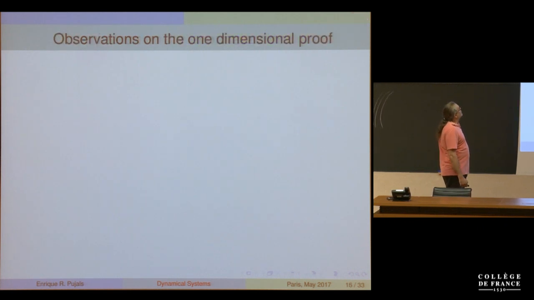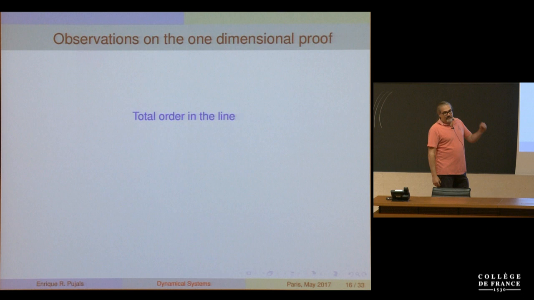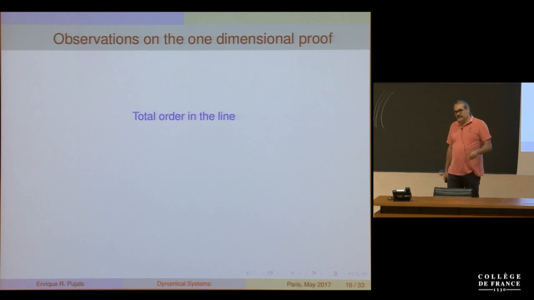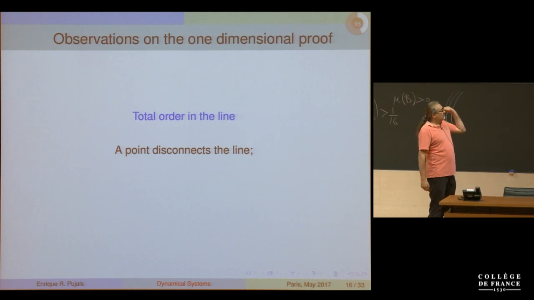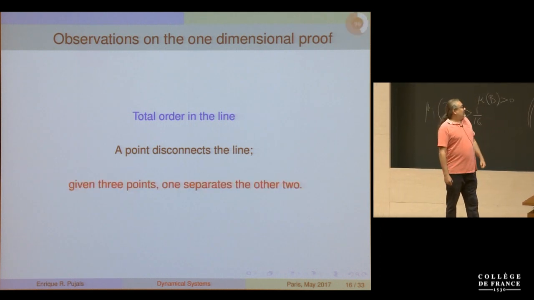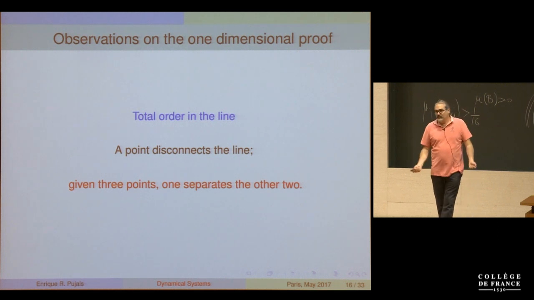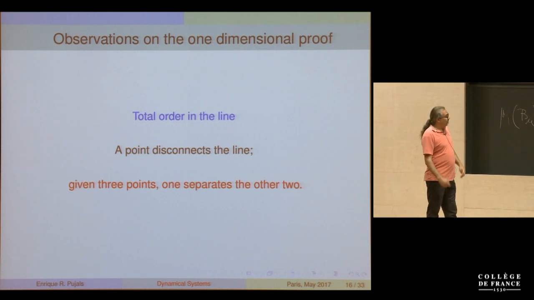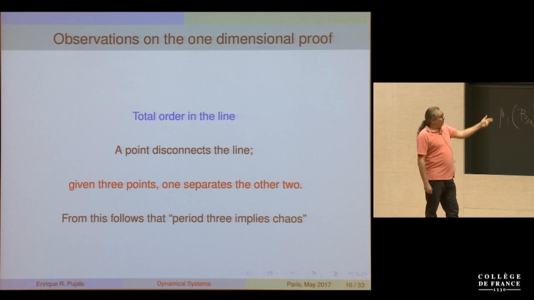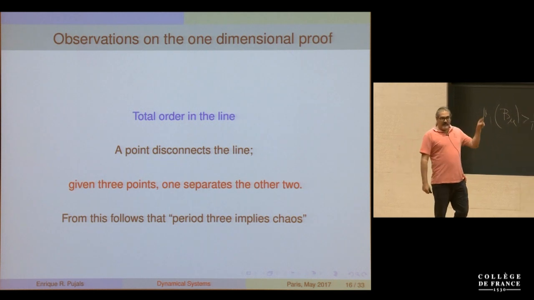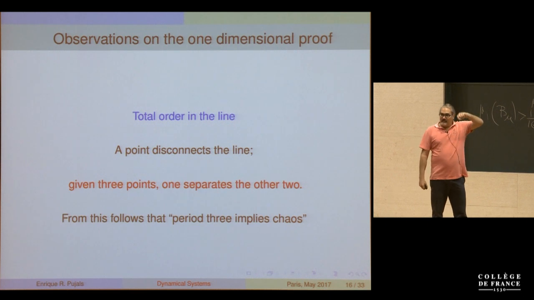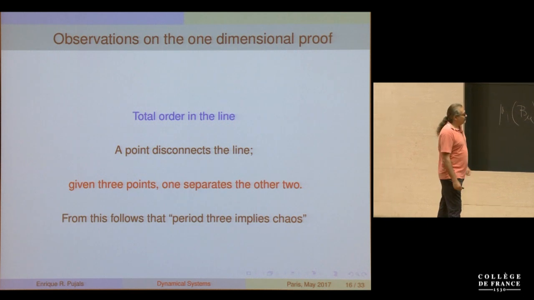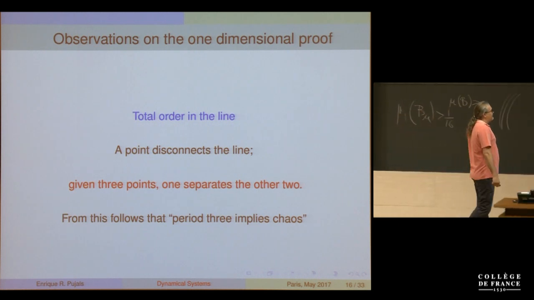Let's try to go to the proof, and let's go first with one observation, the one-dimensional proof. The proof relies on one-dimensional dynamics, that there is an order on the line. What is the total order? If you take a point, it disconnects the line, and given three points, one separates the other two. You have three points, and at least one is separating the other two in different connected components. In fact, this observation is enough to prove that period 3 implies chaos. You have a point of period 3, and then you rely on this observation. And we will go through this proof in the two-dimensional case, to show that this is enough to produce chaos.